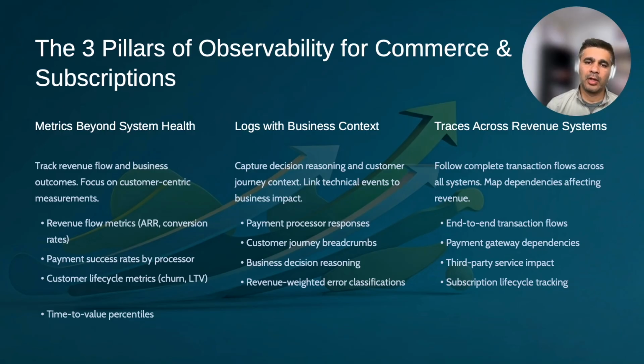Now let's talk about how the traditional three pillars of observability, that's metrics, logs, and traces, will look when you're dealing with commerce and subscription businesses.